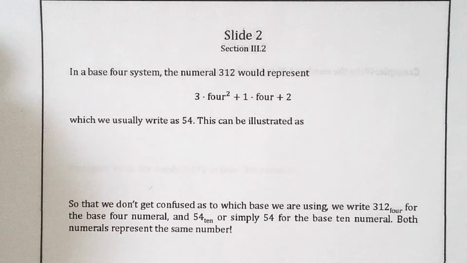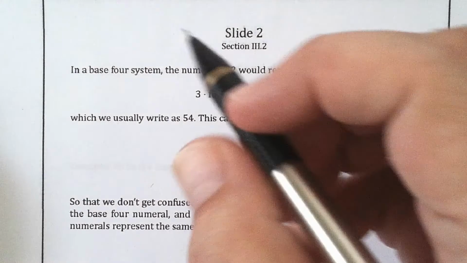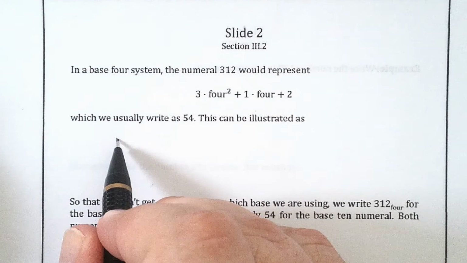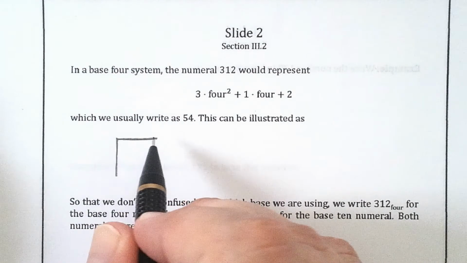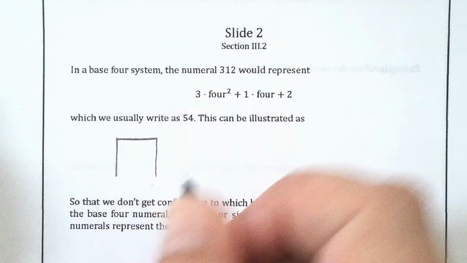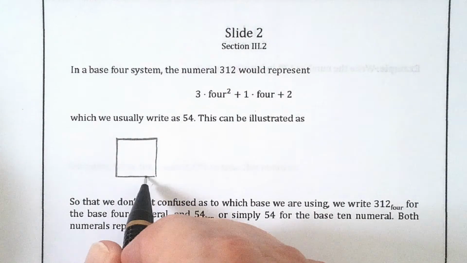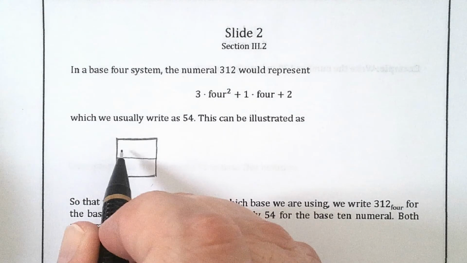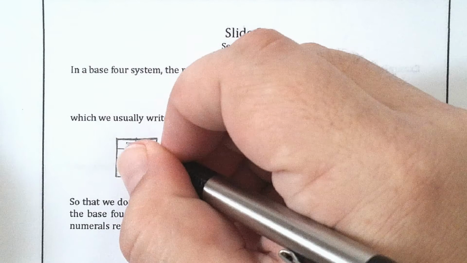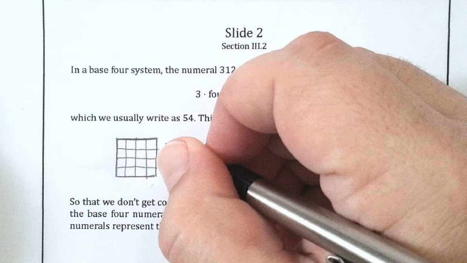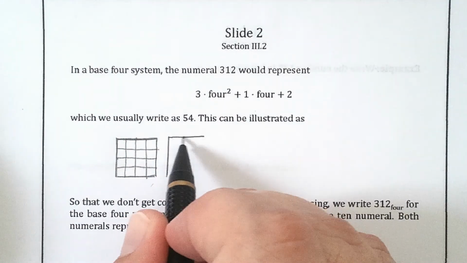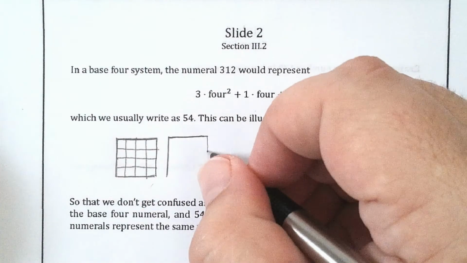So we can illustrate it as follows. It's 3 4 squareds. So we need 3 4 by 4 mats, just like we use 10 by 10 mats in the base 10 system. But in the base 4 system, it's 4 by 4 mats. So we need 3 of those. Of course, that means there's 3 16s, which adds up to 48 in our system.